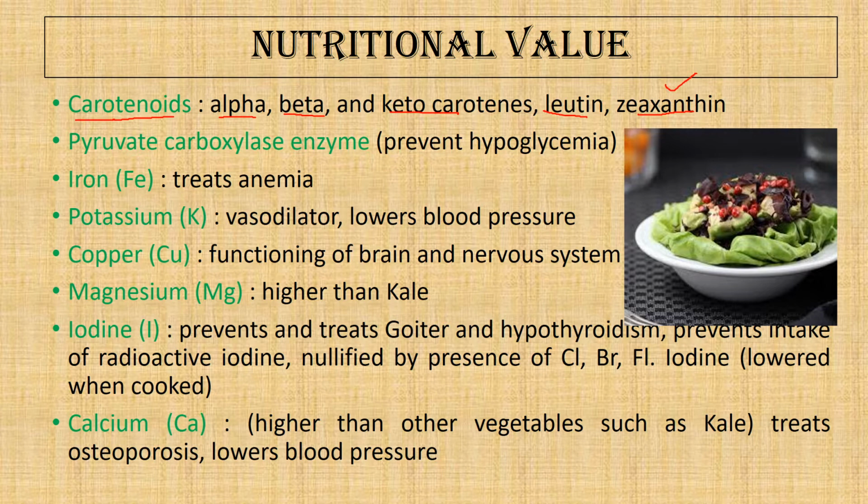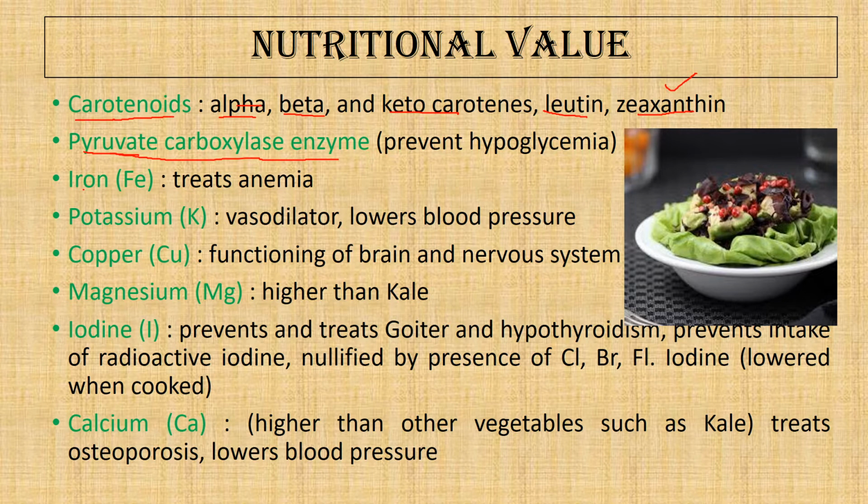Then there is pyruvate carboxylase. The pyruvate carboxylase enzyme breaks down the sugar breakdown product pyruvate further into energy. So if you are hungry and suffering from low sugar in your blood, then you can just have a small portion of this dulse, and there will be an instant gain in your energy level. This is due to the pyruvate carboxylase enzyme that is present in the dulse.